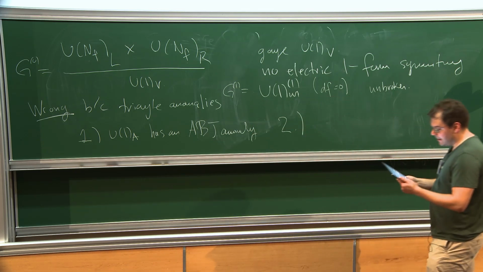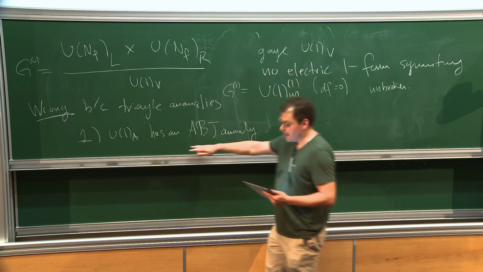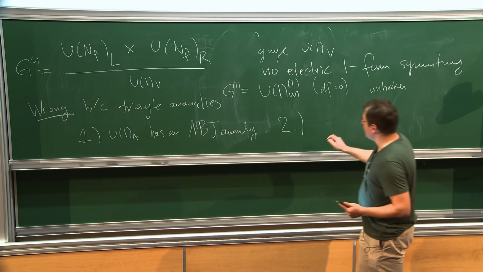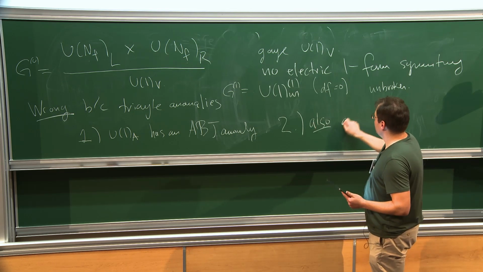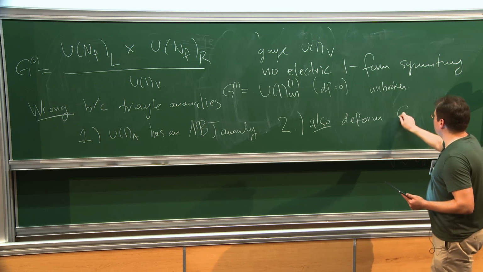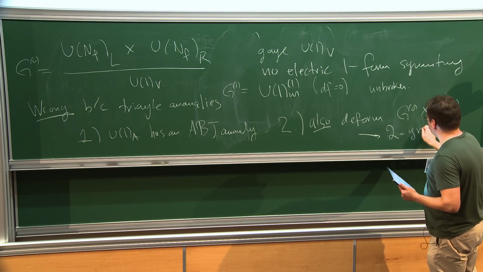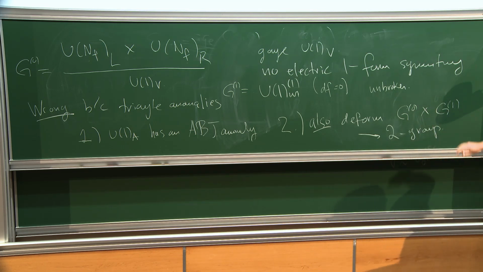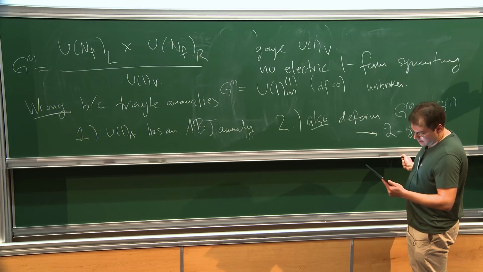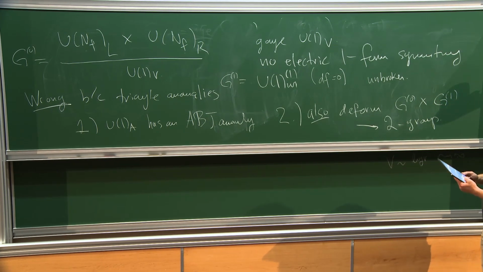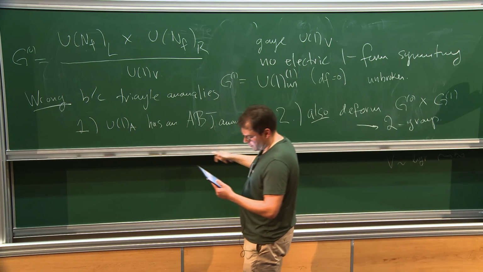And the second thing, which is not directly tied to the U1 axial symmetry, is that triangle anomalies also deform the direct product of G0 and G1 into a 2-group. As I'll say in more detail soon, a 2-group is a situation where the 1-form symmetry and the 0-form symmetry are not a direct product. Instead, one is an extension of the other. The 0-form symmetry is extending the 1-form symmetry. All right. So I will focus mostly on this second thing, but I'll say also a few words about the first one.